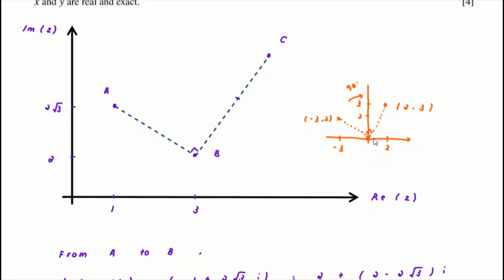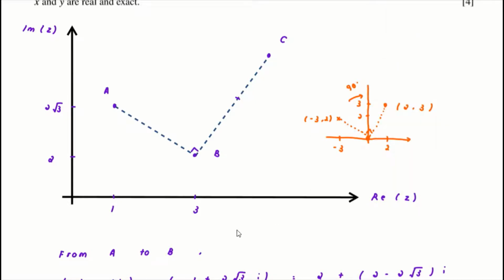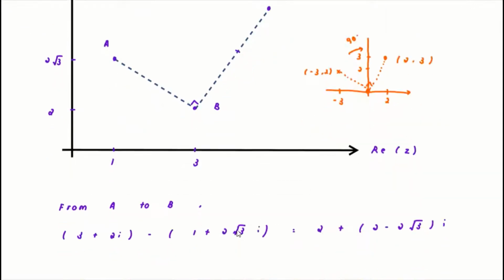So let's try to do the same idea here by treating this as our origin. You can imagine that from the working we did just now, we know that from A to B, what happened is that you would go down for 2 minus 2 square root 3.